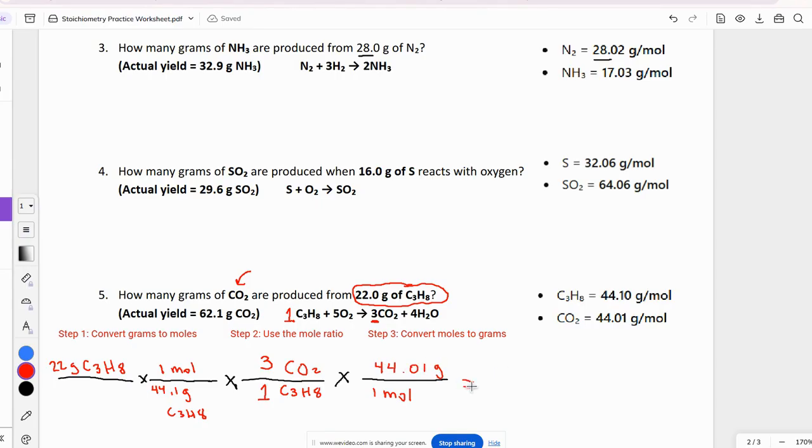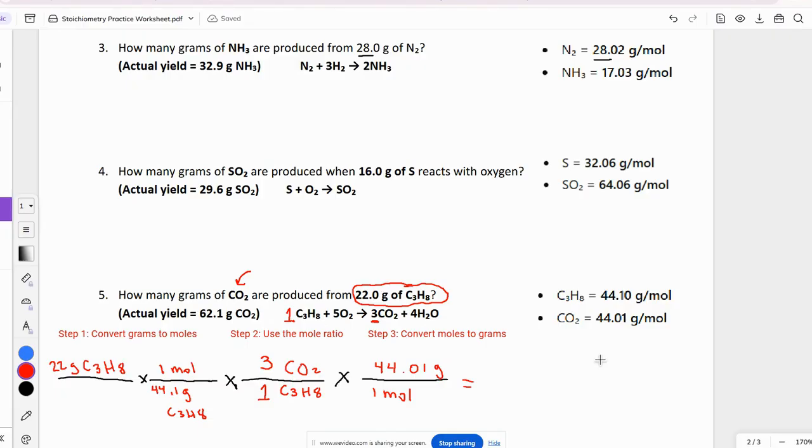All right, so now we got it all set up. Now all we need is a calculator. 22 times 1 is 22. Times 3 is 66. Times 44.01 is, I don't know. So now we just need a calculator. Let me go ahead and get it out. So 22 times 1 is 22. Let me make sure. 22 times 3 is 66, like I thought, times 44.01. I screwed up. Try it again.